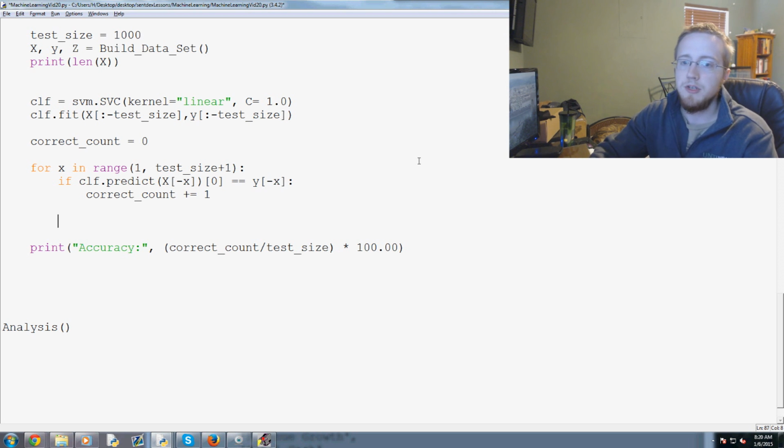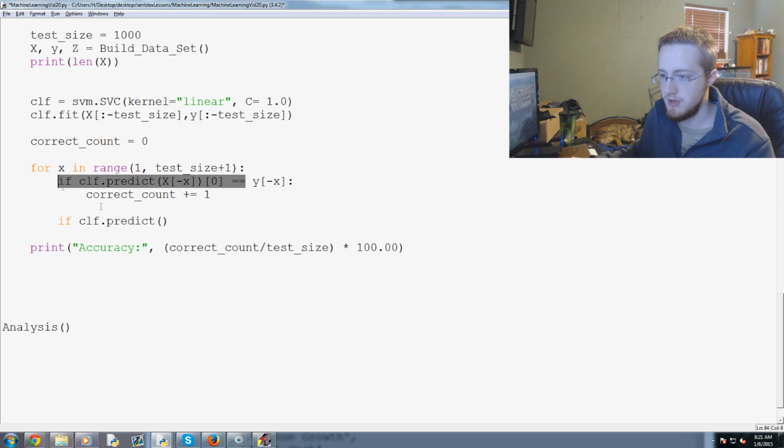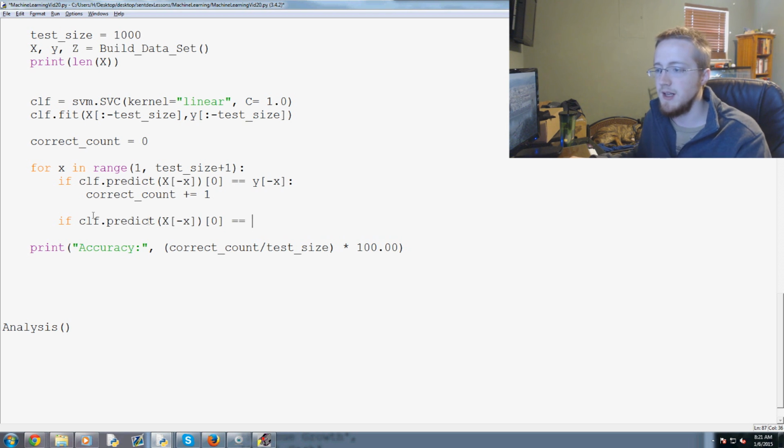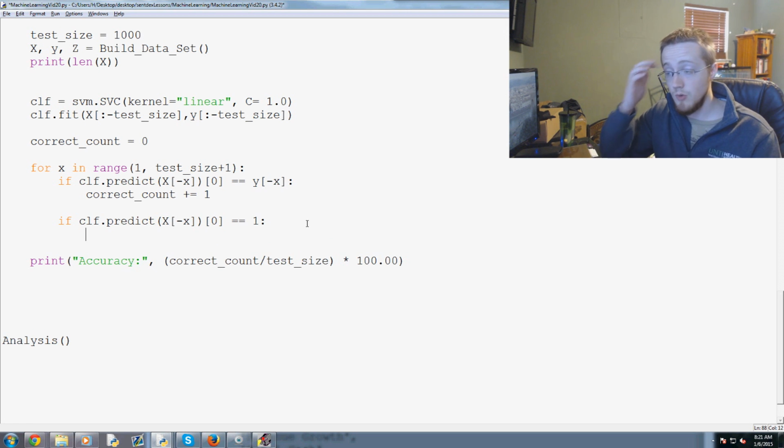Period. So what we would do then is, if clf.predict, that 0th element basically, if that prediction is that it's a 1, i.e. an outperformance, what do we want to do? Well, we would like to make an investment.